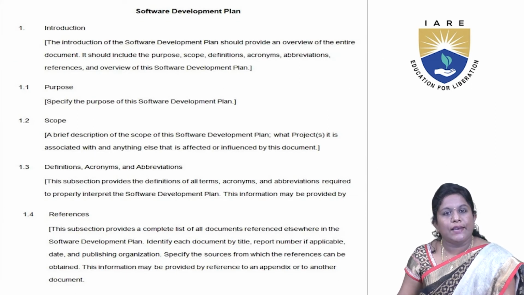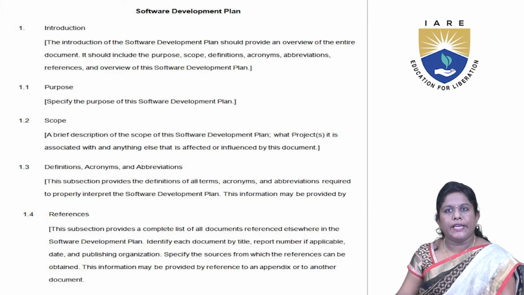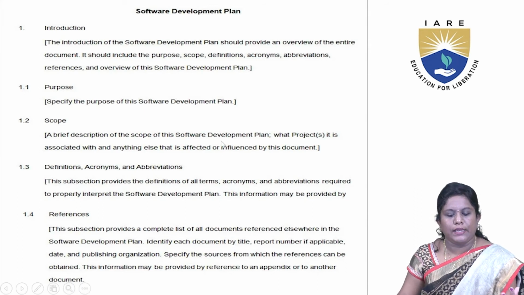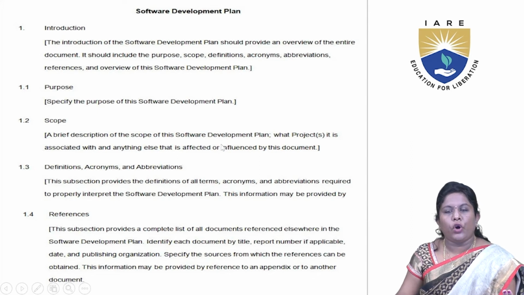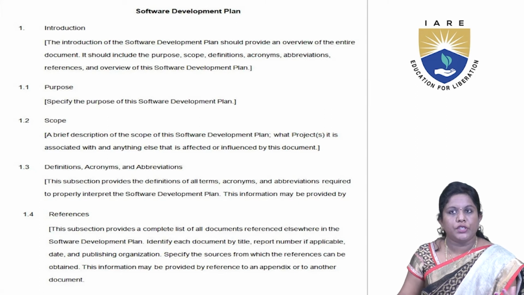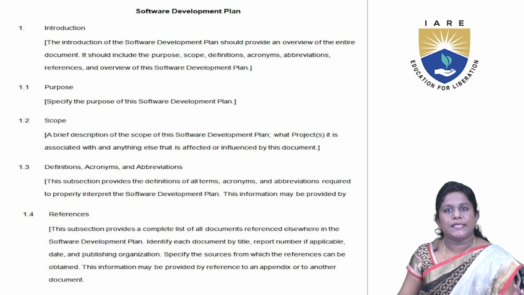Next is the software development plan. The template before you discusses in brief what a software development plan looks like. We start with the introduction, which comprises what you are trying to write and what it should include, like the purpose, the scope, the definitions, acronyms and abbreviations, references, and an overview of the entire plan. Next comes the purpose, which specifies the purpose of the plan.